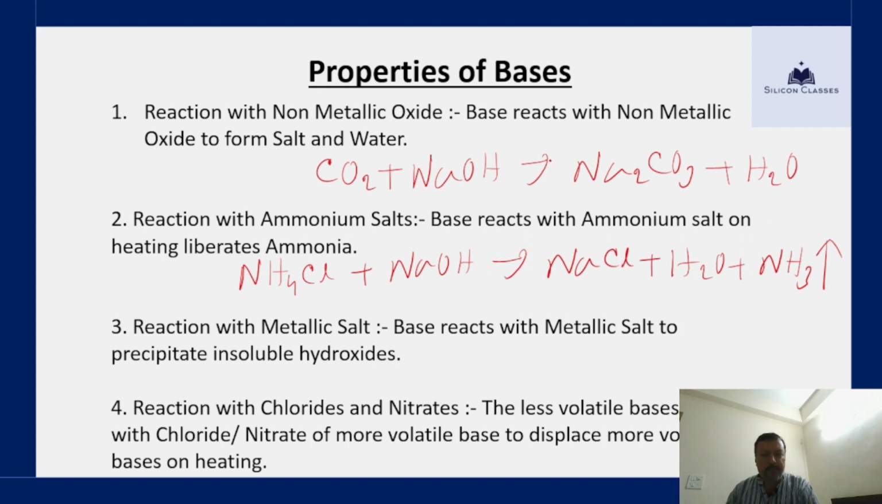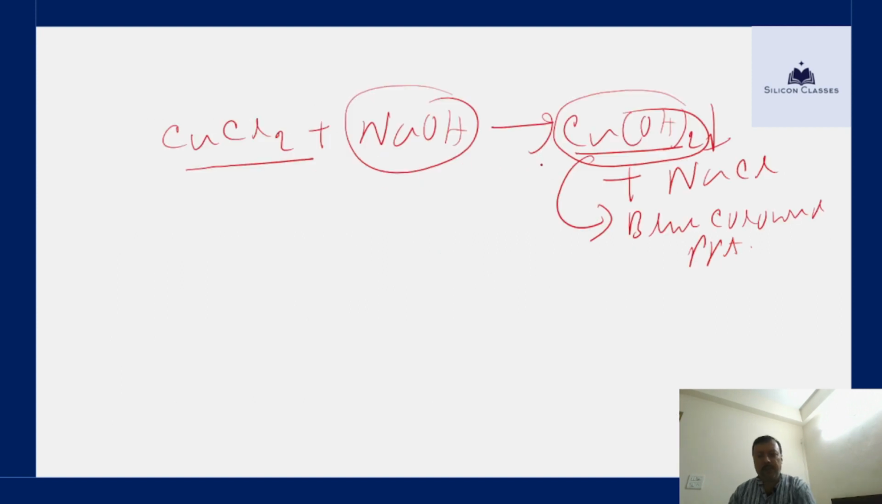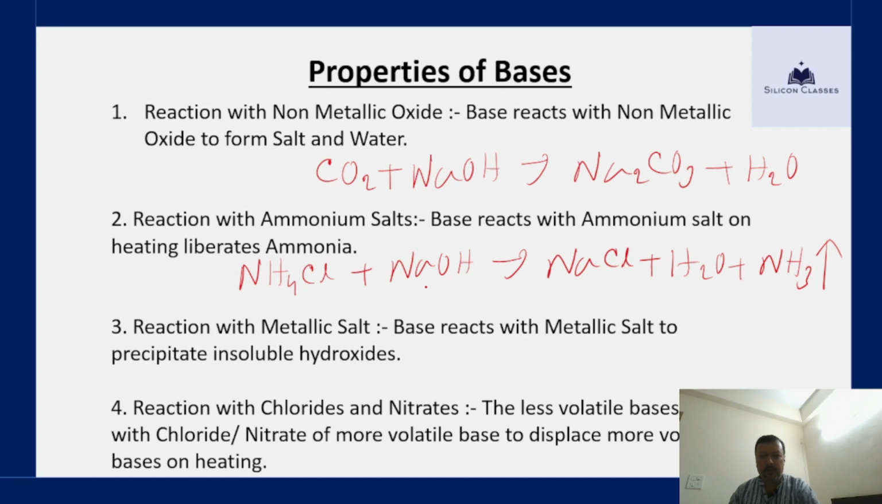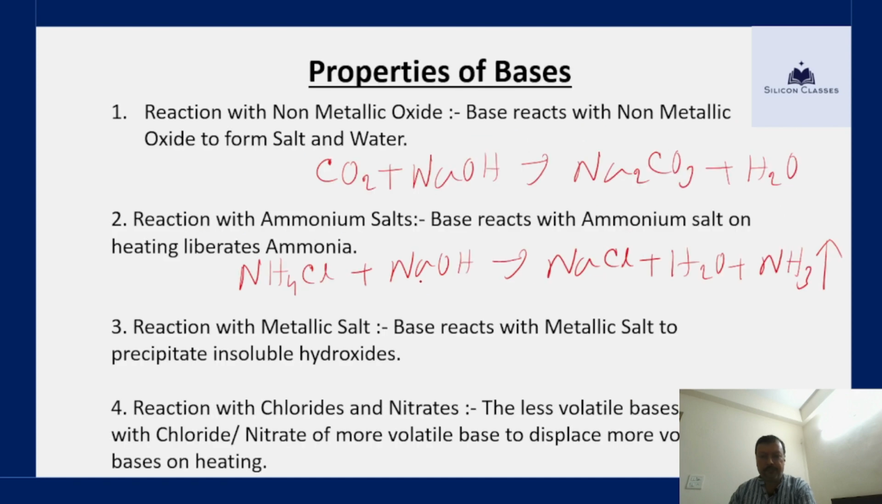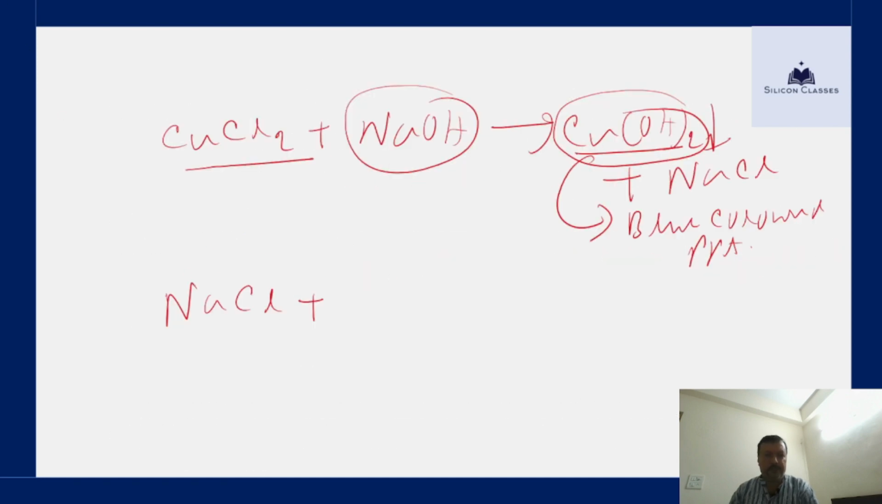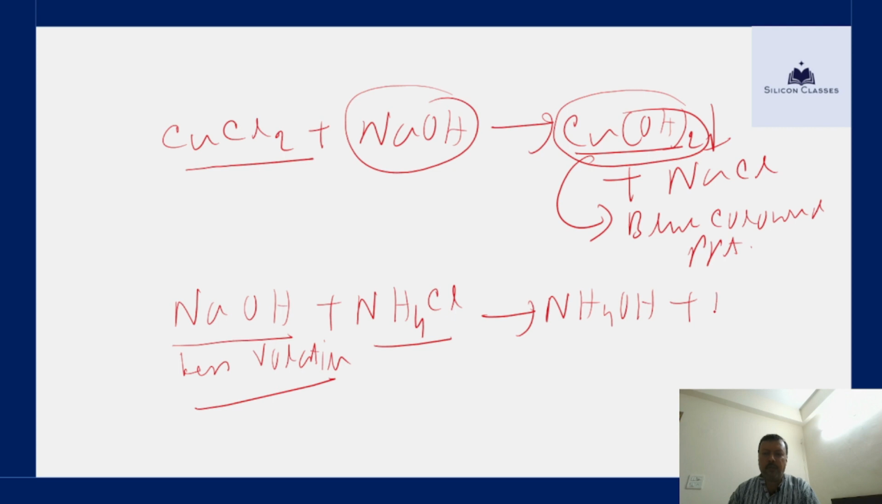What is the less volatile base? Suppose sodium hydroxide, and salt of less volatile base. This is more volatile.